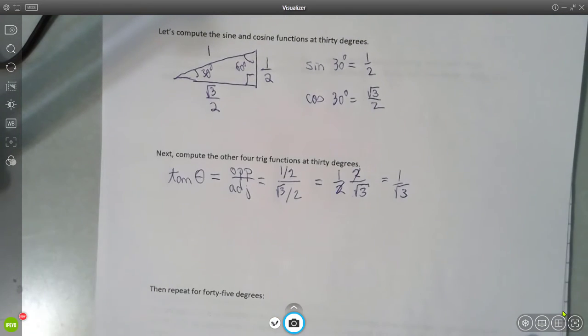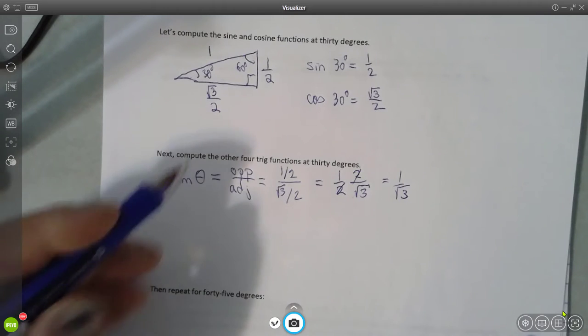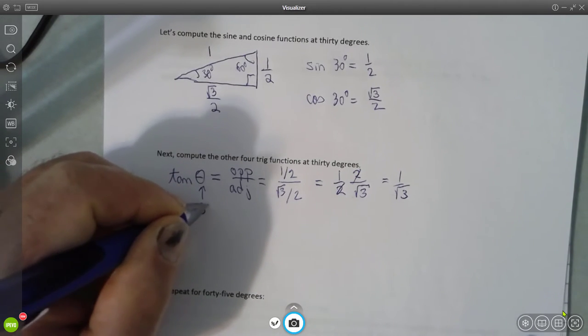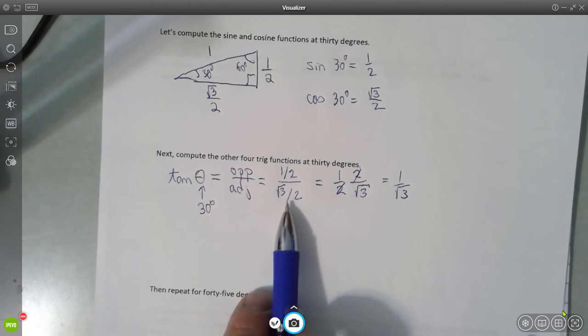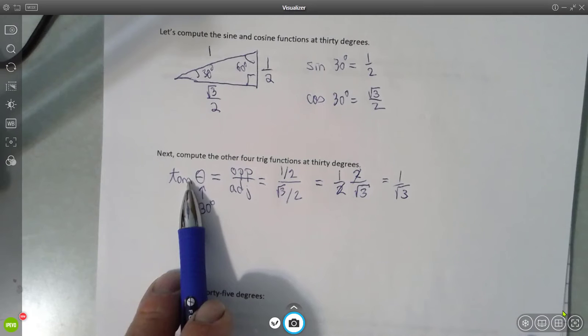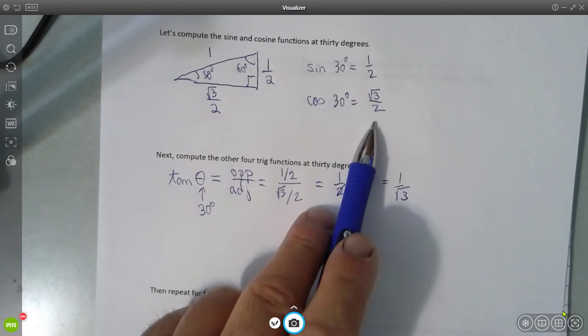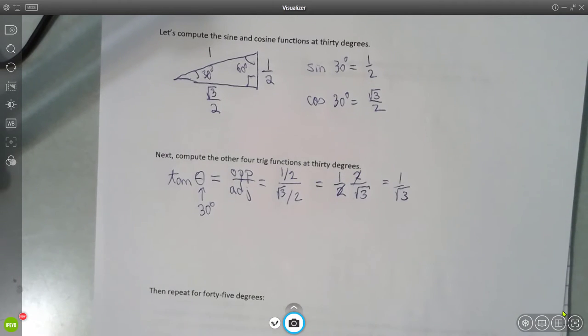That works great. The other option would be to say, well, the tangent of theta, and I didn't really want a general theta. Theta here is 30 degrees. The tangent of 30 is the sine of 30 over the cosine of 30. That gives us 1/2 over √3/2, which is in fact what we were doing here. So that's another way of getting it.